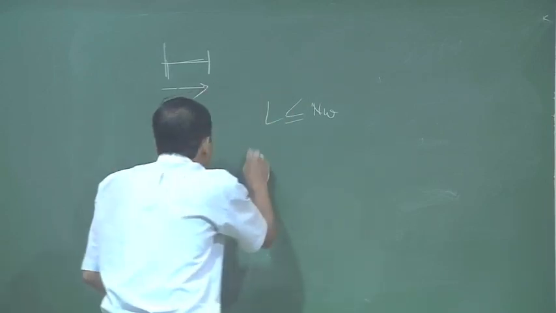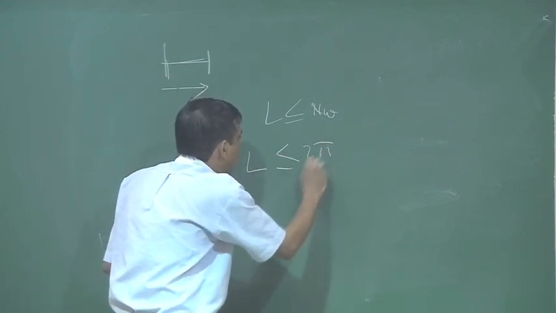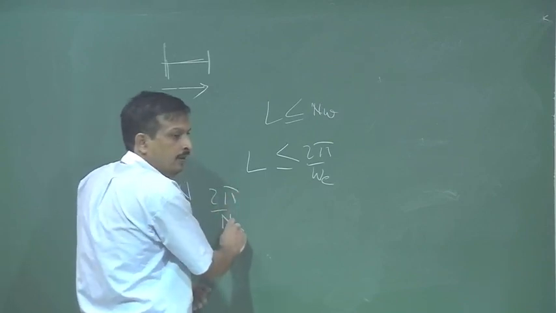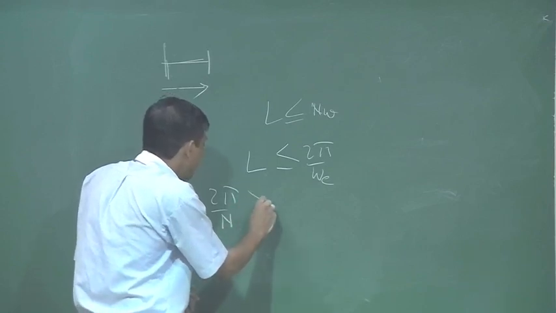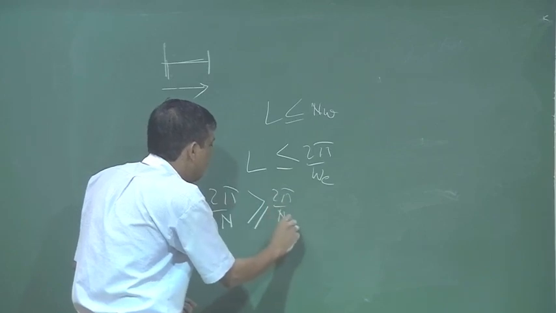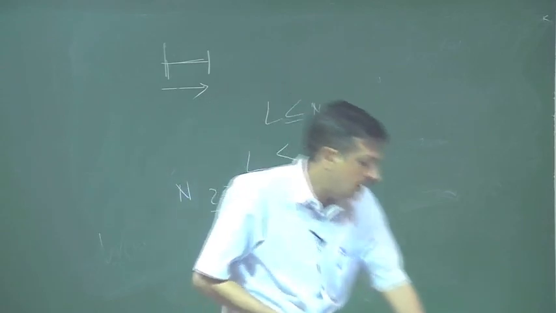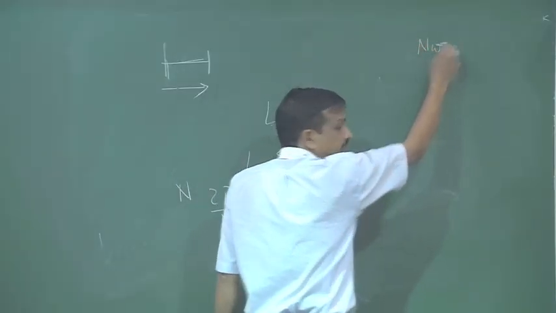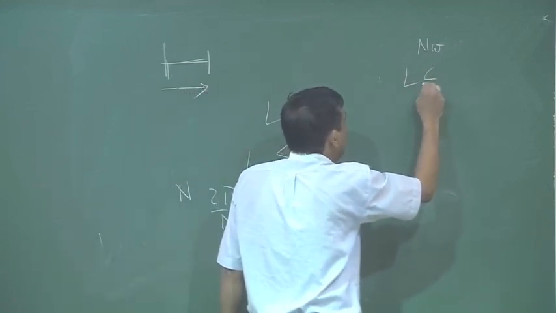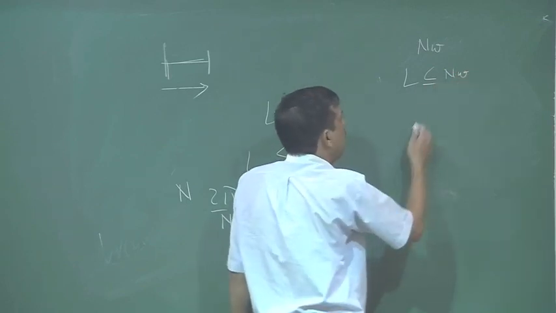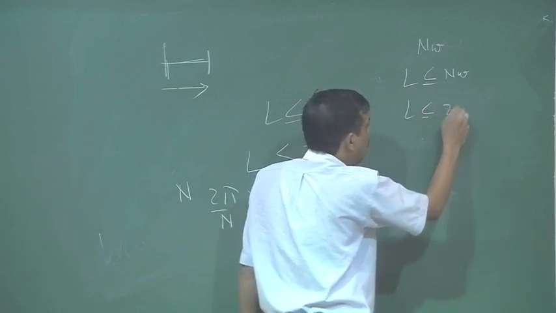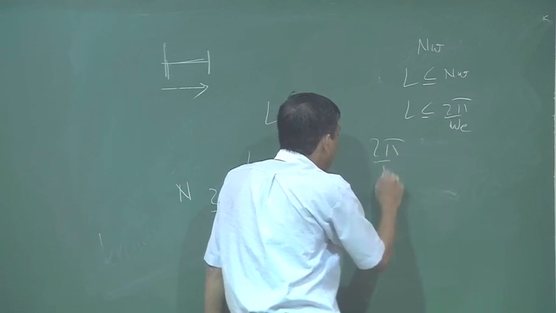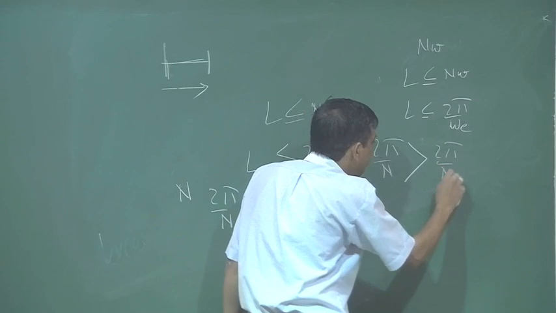Okay. So I can say L must be equal to 2 pi by omega c, and I have to choose n so that the frequency sampling 2 pi by n must be greater than or equal to 2 pi by NW, where NW is the length of the window. So now I take an example. Let the window length be NW. The temporal decimation factor L must be less than NW, and L must be equal to 2 pi by omega c, and 2 pi by n must be greater than 2 pi by NW.